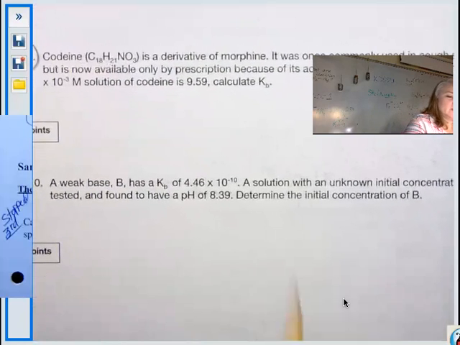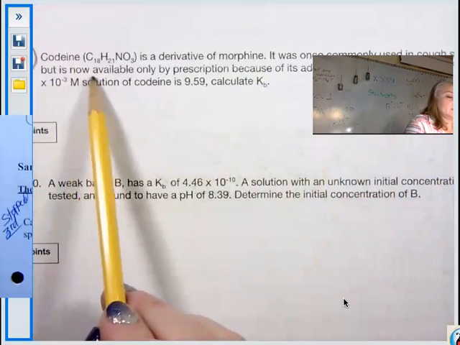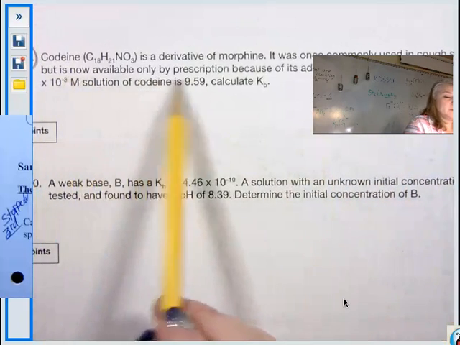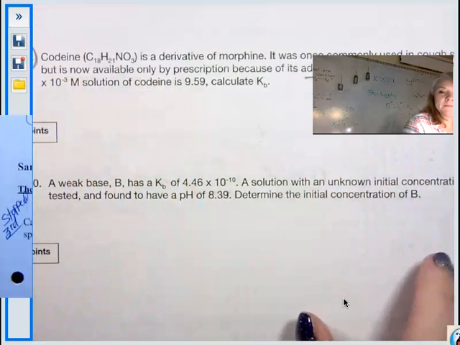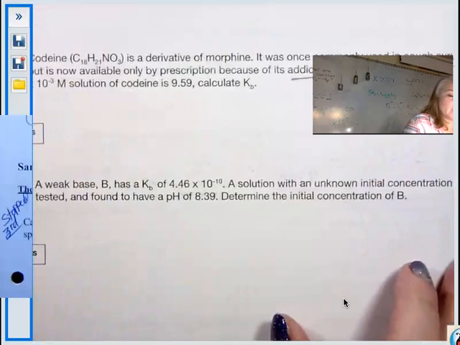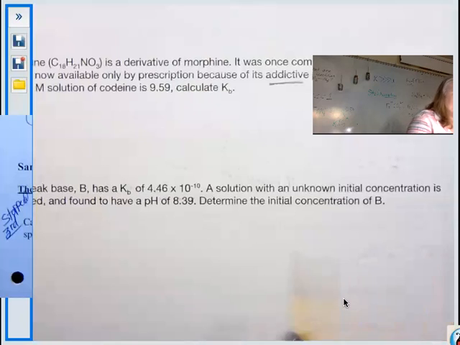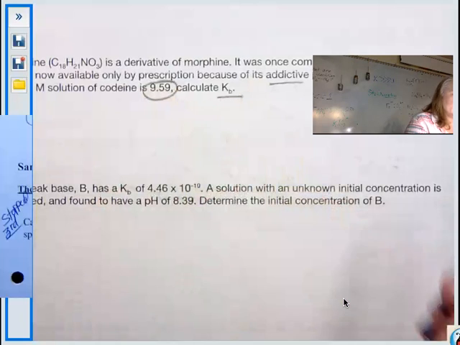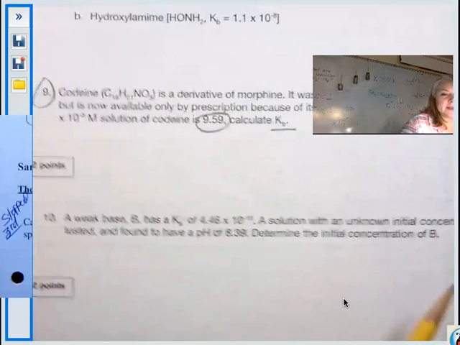It was once commonly used in cough syrups, but now you can only get codeine by prescription because of its addictive properties. Interesting. If the pH of a 1.7 times 10 to the -3rd molarity solution of codeine is 9.59, calculate Kb. So codeine is acting as a, look at that species there.